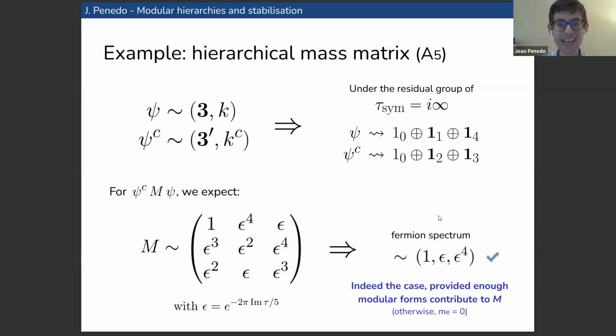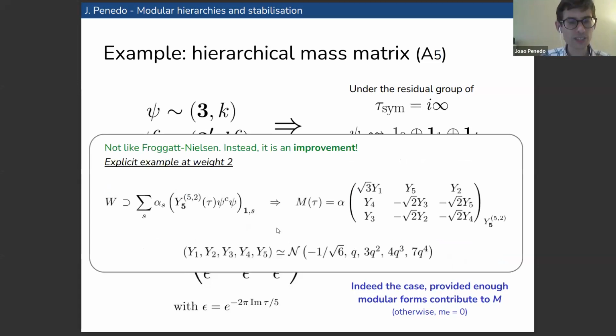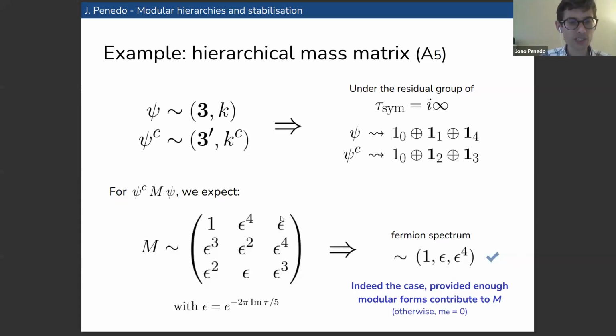So you can get a hierarchical spectrum of fermions where the hierarchy is controlled by the closeness of tau to the symmetric point. Okay? And let me stress that this is very powerful, more powerful than Froggatt-Nielsen in principle, because here every entry is some power of epsilon, but are there order 1 coefficients there, like in Froggatt-Nielsen? The answer is no. There are no order 1 coefficients. In fact, group theory determines exactly the coefficients of each of these terms.